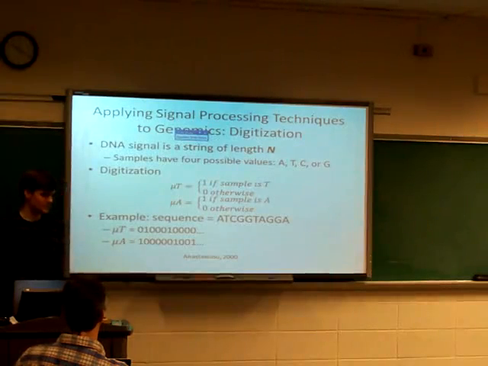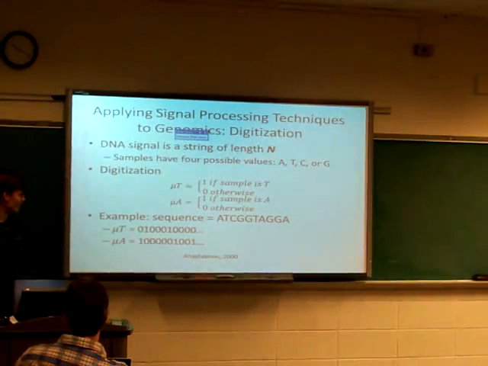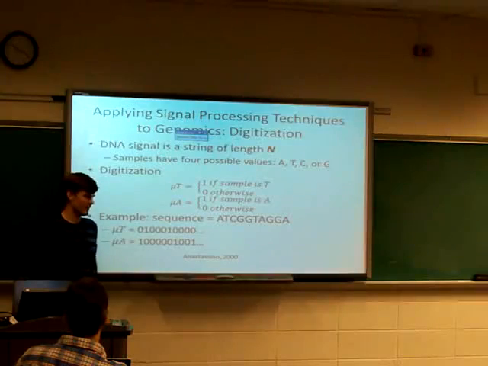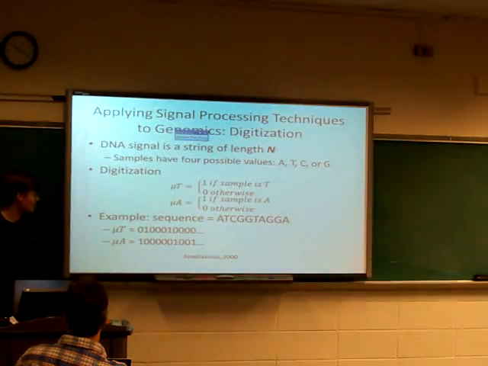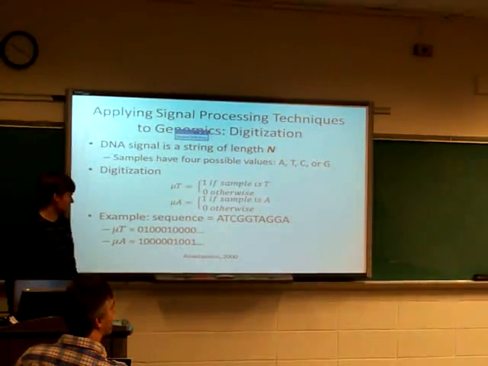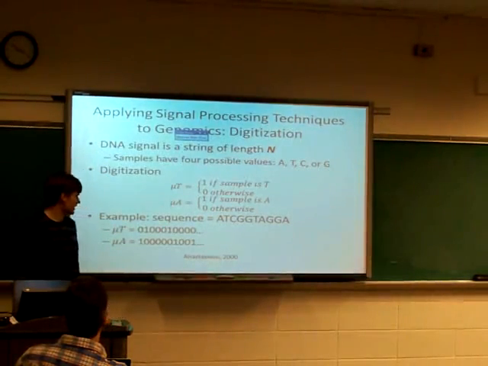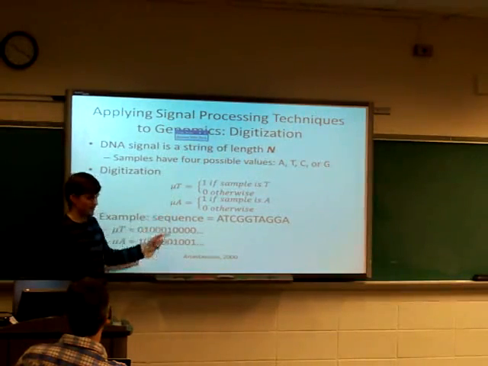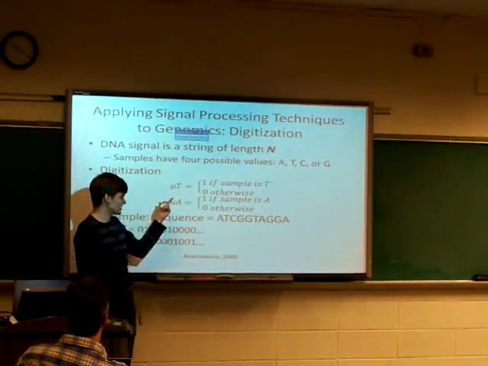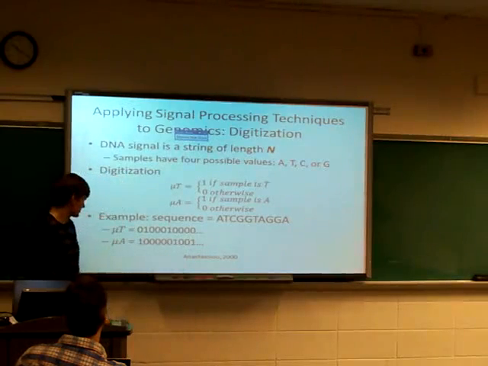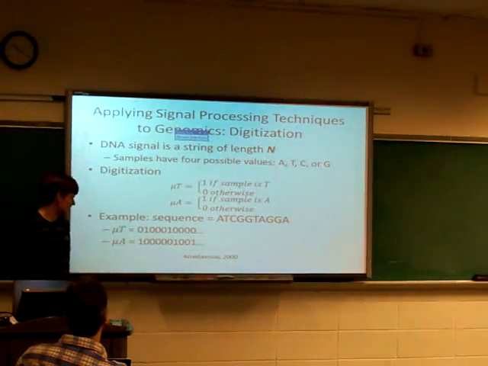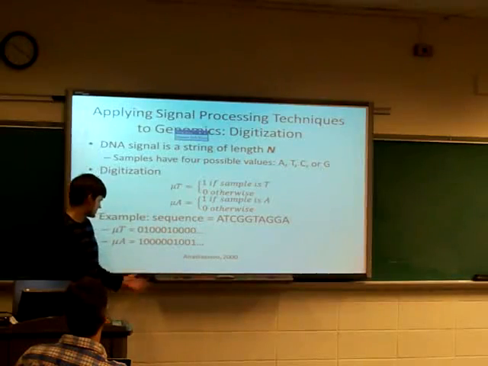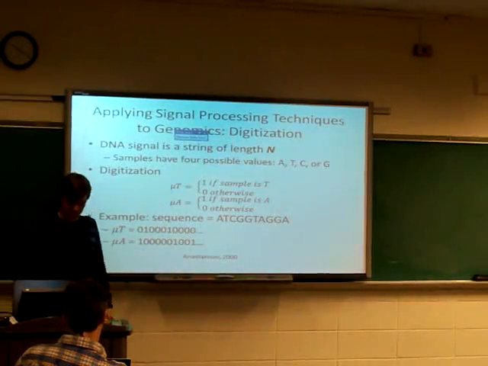The first thing we need to do is digitize a signal. You can download DNA sequences from NIH. It's just a long string of A's, T's, C's, and G's. I'm going to digitize in probably the simplest way you can, just defining 4 different unit sequences. Each sequence, mu T, mu A, mu C, mu G, is 1 wherever the sample is T, and 0 everywhere else. So for this example sequence, A, T, C, G, G, T, A, G, G, A, we have mu T as 1 wherever there's a T and 0 everywhere else. Same thing with A. It's pretty straightforward.